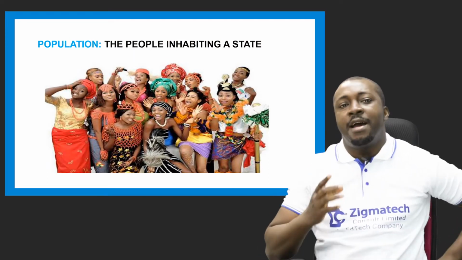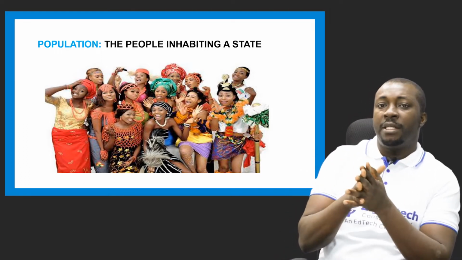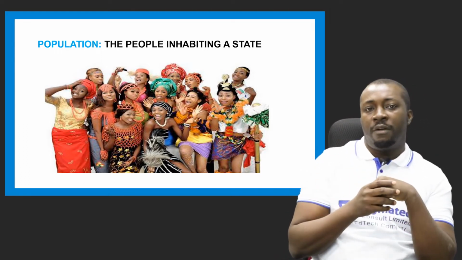The second one is population. Every state is inhabited by people, and the people that make up or inhabit this state is what we refer to as the population of the state.